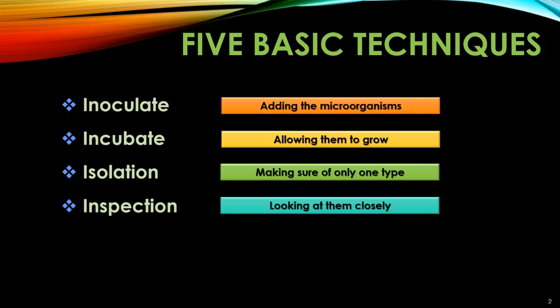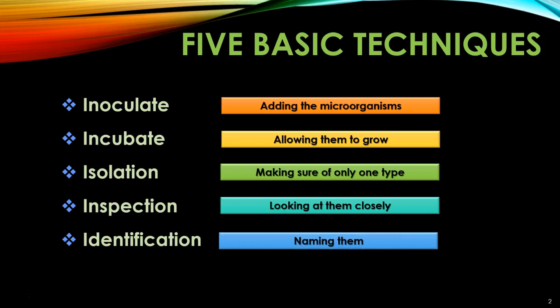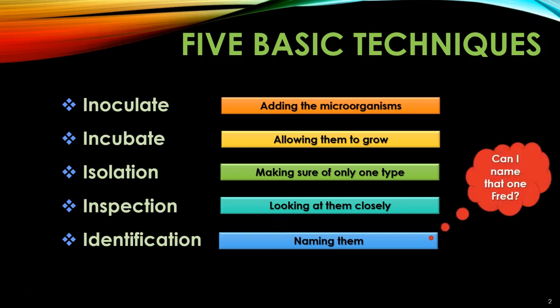And then after we've isolated them, we inspect them. Say, look at them closely. That could mean we're looking at their capabilities: can they break down red blood cells? Can they convert one compound to another? That sort of thing. And then once we've done all of that, taking all this information that we've gathered, we can end up naming them. Okay? And that's ultimately the final step.